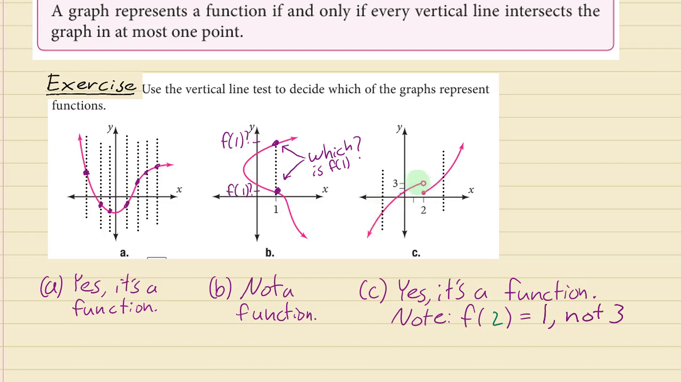With this one, it's a little confusing because of this 2 here. What if you draw the vertical line that goes through 2? Well, it turns out that that line only intersects it at this one point here, because the empty circle means that the point 2, 3 is not on the graph. But the solid dot here at the point 2, 1 is on the graph. So that means f of 2 is 1, not 3. And that's the answer to that.